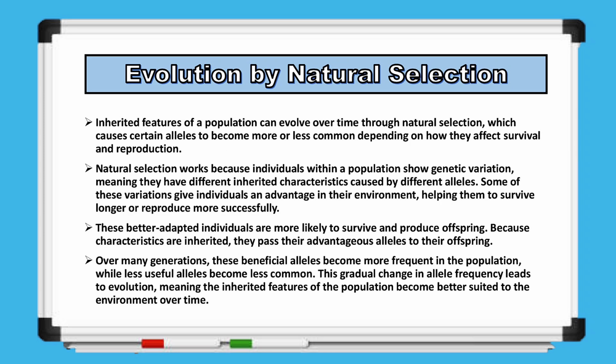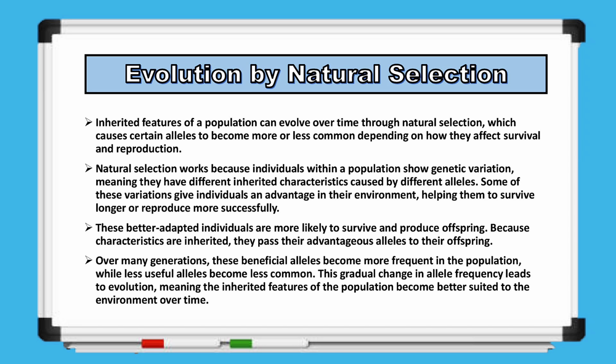Inherited features of a population change over time through natural selection because some alleles become more or less common depending on how they affect survival and reproduction. Natural selection happens because individuals in a population show genetic variation due to different alleles, which produce different traits. Some traits give individuals an advantage in their environment, helping them survive longer and reproduce more successfully.